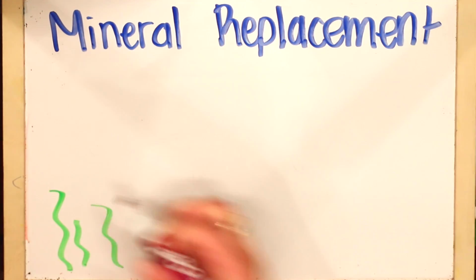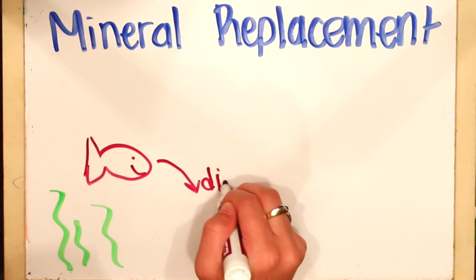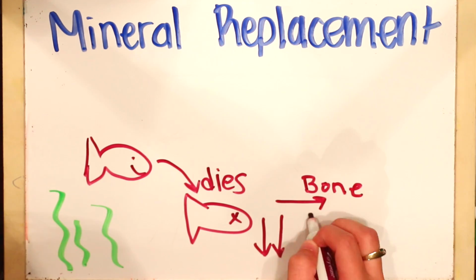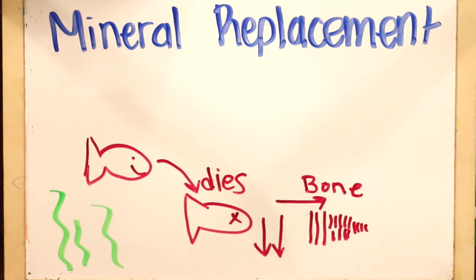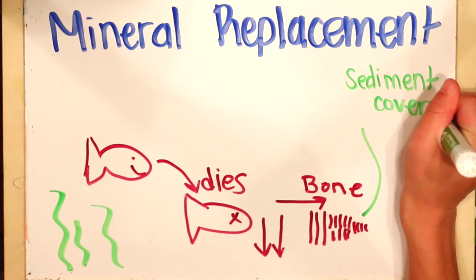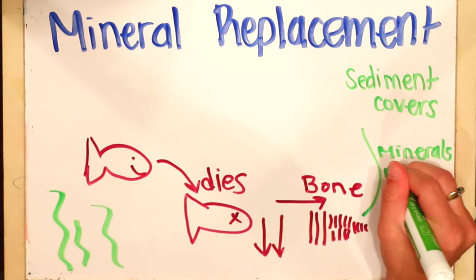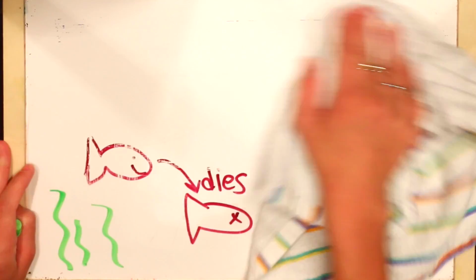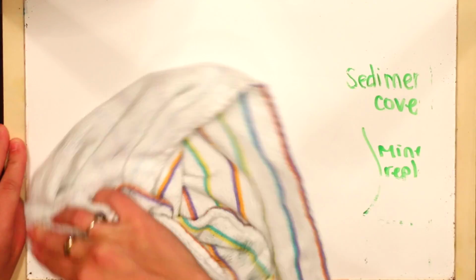Okay, the next one is mineral replacement. The process of mineral replacement is the process of an organism's hard parts being dissolved and replaced by other minerals. So say this fish dies, it decomposes, the bones are exposed, sediment covers, minerals come in from the water, and they turn those bones into stone over time.